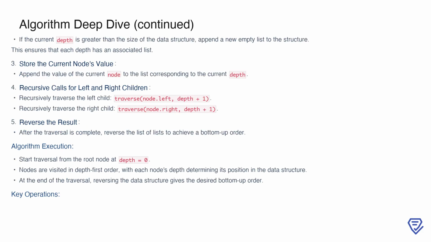The key to grouping nodes by depth is dynamically expanding the data structure as we traverse the tree. If the current depth exceeds the size of the list of lists, we append an empty list to the structure to accommodate the new depth. Once the structure is ready, the value of the current node is appended to the list corresponding to its depth. The recursive traversal then continues for the left and right children of the current node, incrementing the depth parameter for each child. After visiting all nodes, we reverse the list of lists to achieve the desired bottom-up order.